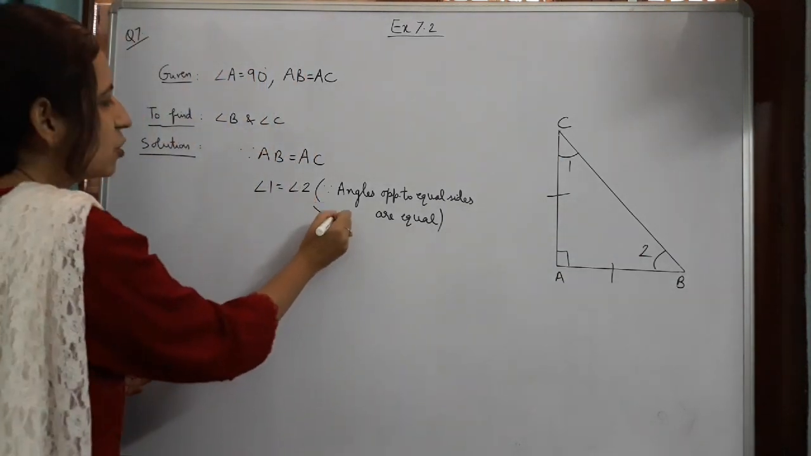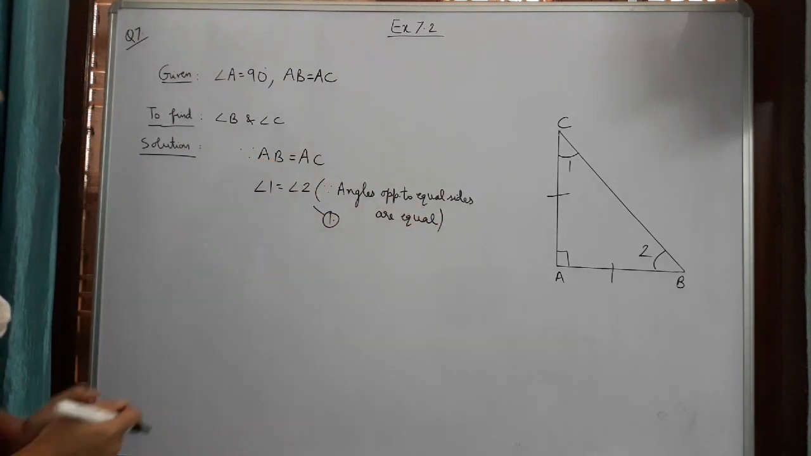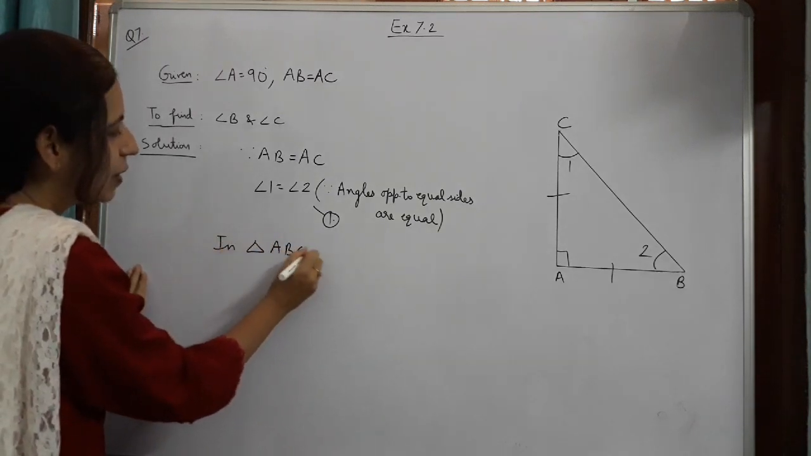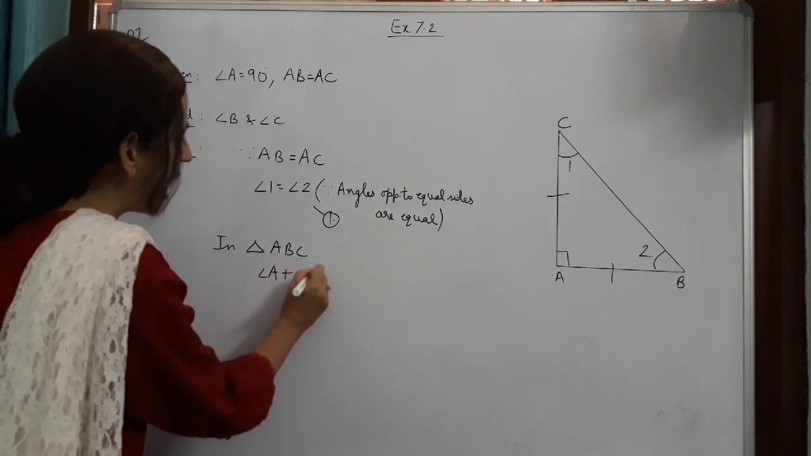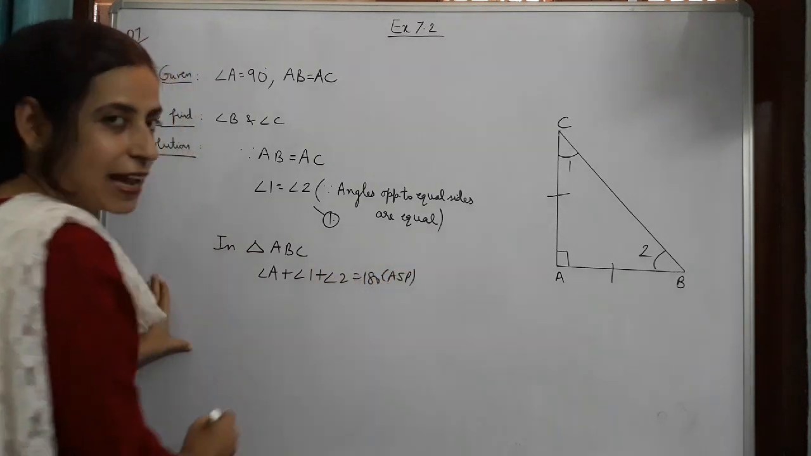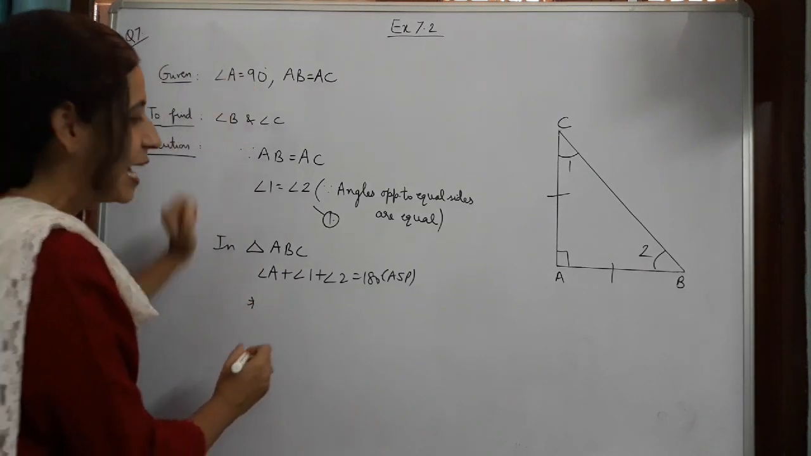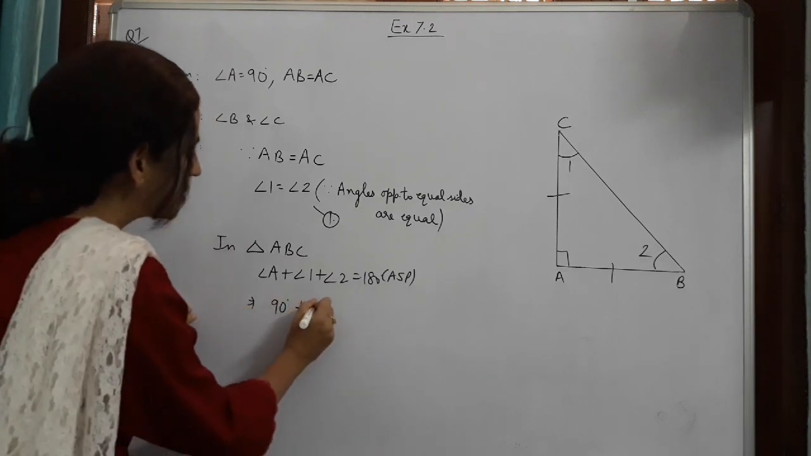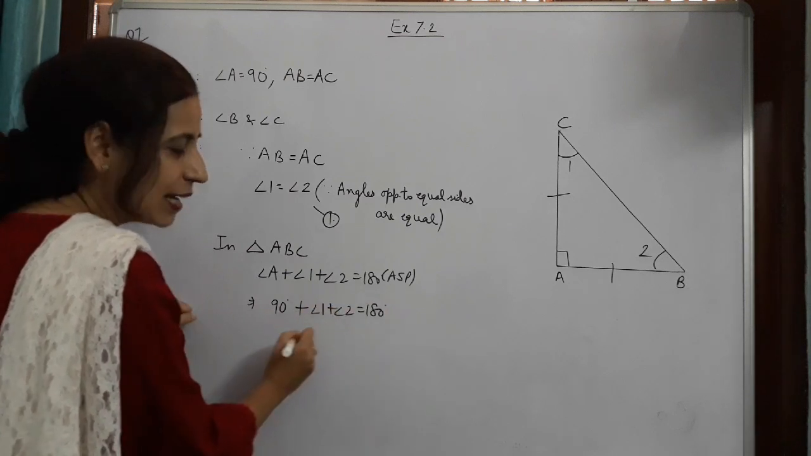Let this be equation 1. Now we apply angle sum property in triangle ABC. So in triangle ABC, when we apply angle sum property, we obtain angle A plus angle 1 plus angle 2 is equal to 180 degrees by angle sum property. But what is the measure of angle A given to us? It is given to us of measure 90 degrees, plus angle 1 plus angle 2 is equal to 180 degrees.